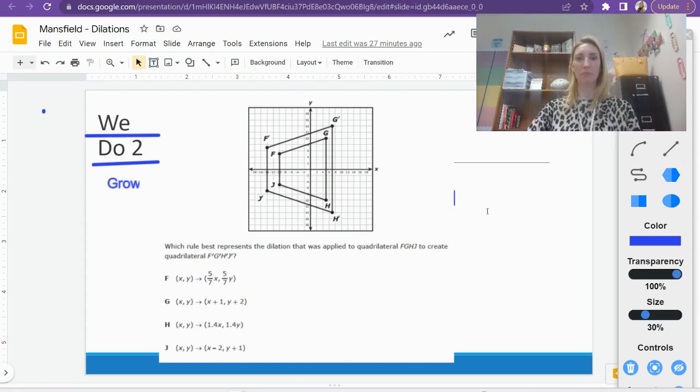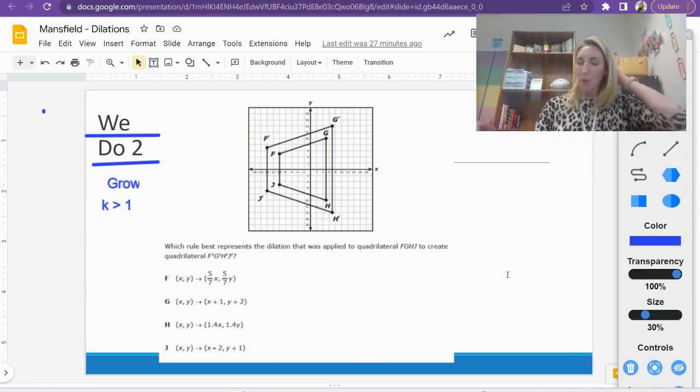This one is growing. All right, when it's growing, I need my scale factor to be more than 1. So write that on your paper as well. Our K needs to be more than 1. I'm looking for a number that it's multiplying, but that it's bigger than 1. All right, so here we go. Let me ask my same questions again, just like we did on the previous slide.